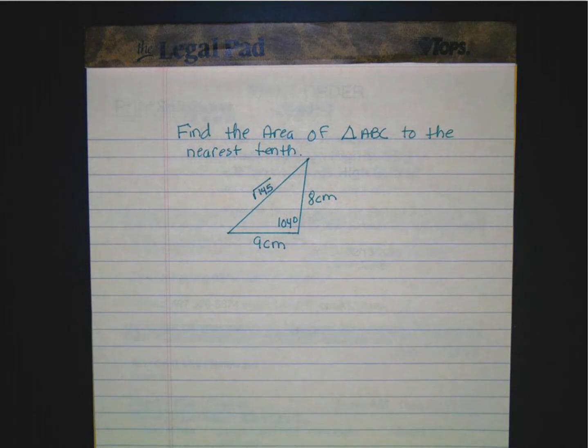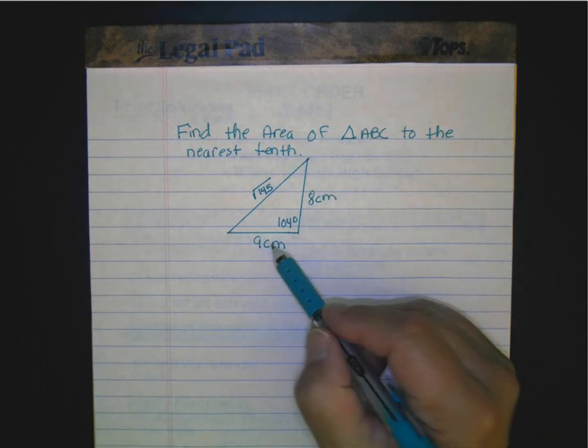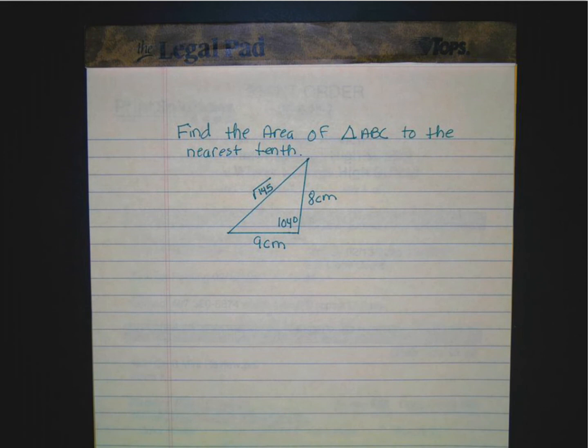All right, so now let's see if we can do this. Find the area of triangle ABC to the nearest tenth. Now notice I put 3 sides in there and 1 angle. So I want to make you think a little bit: how do I know which sides to use? Remember, it's any 2 sides and the included angle. It's got to be that. There's no other way around it.